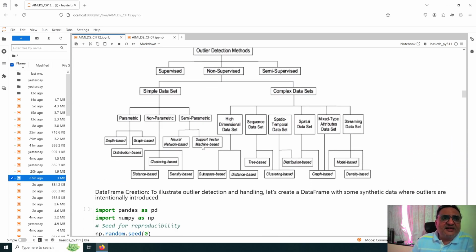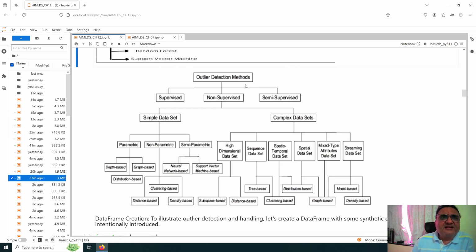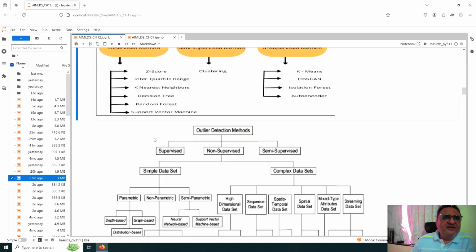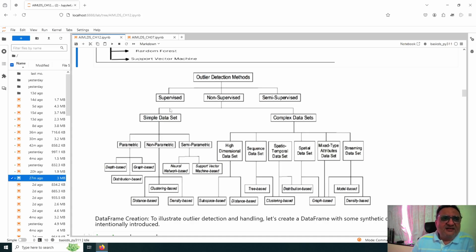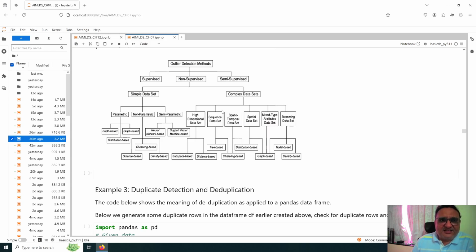Now these are some research level techniques, in which some will be repeated. The classification is supervised, unsupervised, semi-supervised. That is almost similar to that. But in that, for a simple data set, you go by this path, and for a complex data set, you go by this path. Again, we have done that discussion in the 7th chapter, so you are requested to refer to that lecture. I'm not wasting the time here again.